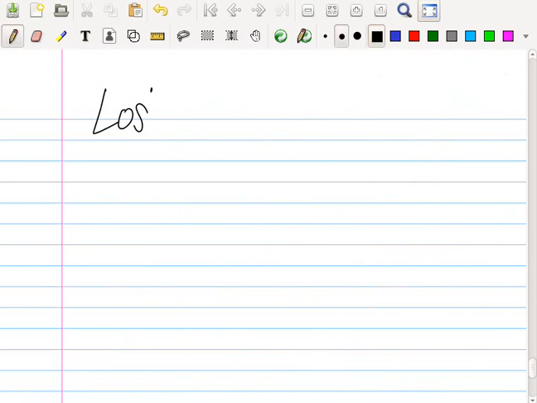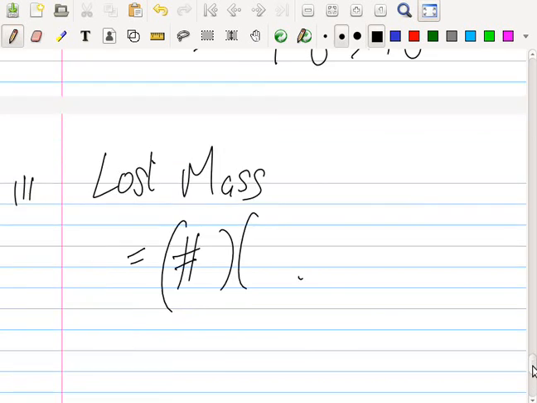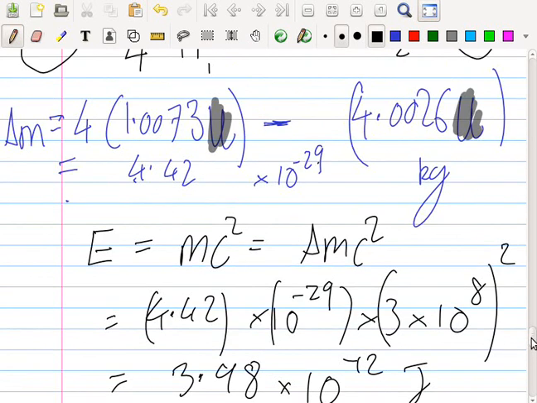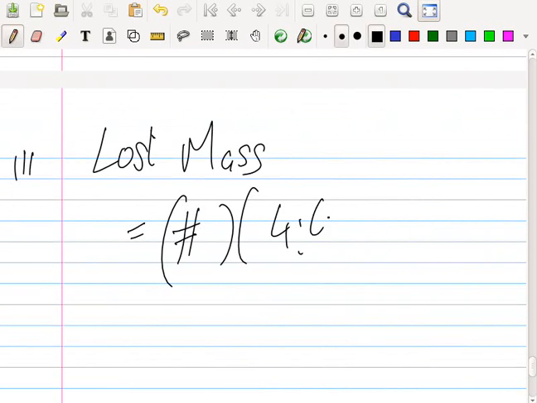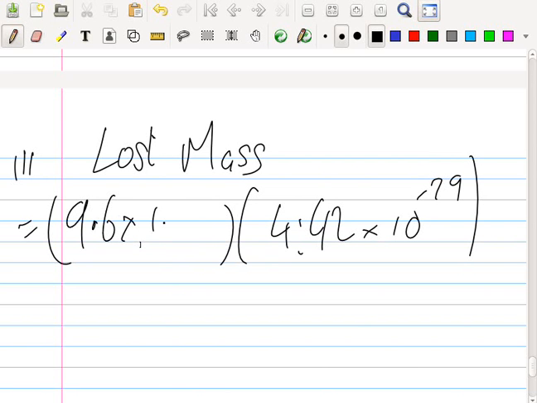So the lost mass equals the number of these processes multiplied by how much mass is lost in each process, which we had earlier as, come on, help me out here, you're writing this down. 4.42 times 10 to the minus 29. And then how many processes are happening per second, Brandon? 9.6 times 10 to the 37.